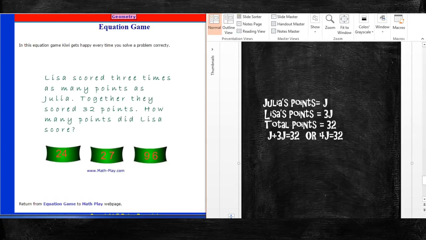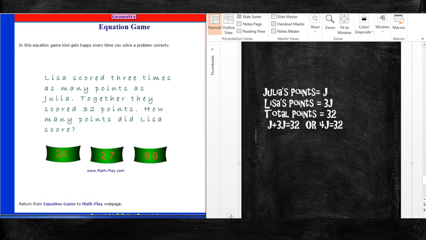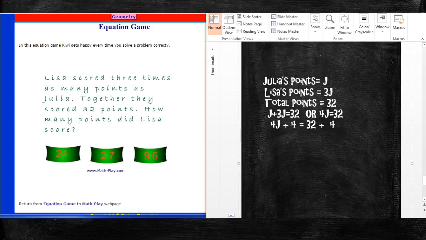Okay, now what do we do? Well, we need to isolate that j. So we need to divide by 4 on both sides. So we've got 4j divided by 4 is equal to 32 divided by 4. So 4j divided by 4 leaves only a j. And 32 divided by 4 is equal to 8. So j is equal to 8.